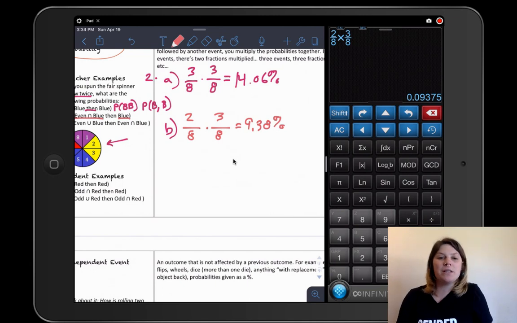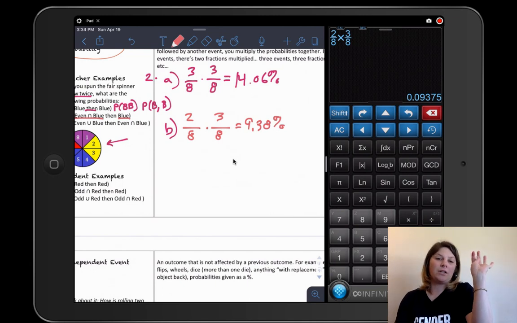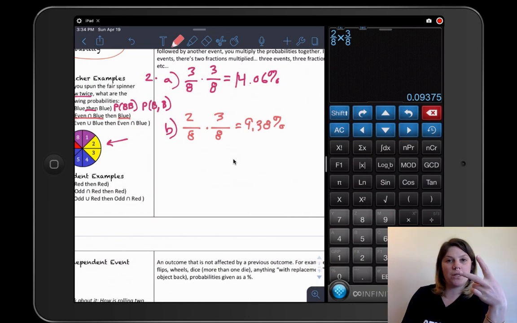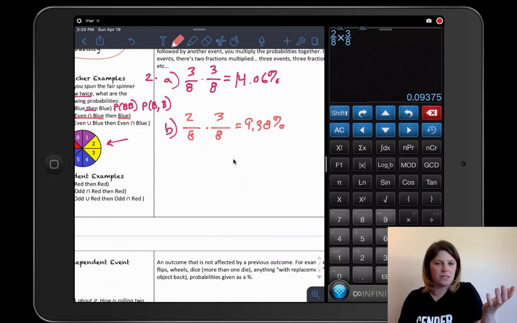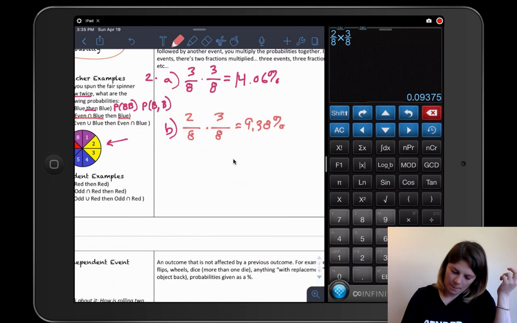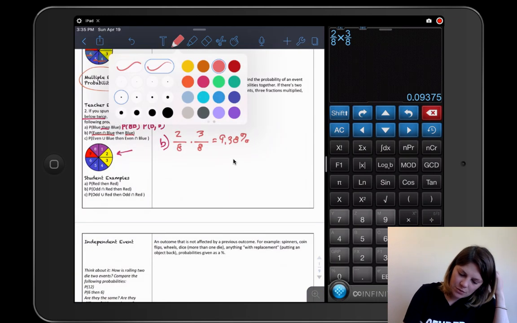So the probability that you go and you get either a 6 or a 4, because those are the 2 that are both blue and even, and then you spin it again, you get a blue, it's about 10% chance that that'll happen. You know, not a very good chance that you'll get 2 things that you want to get in a row. Okay, so let's do the final one.